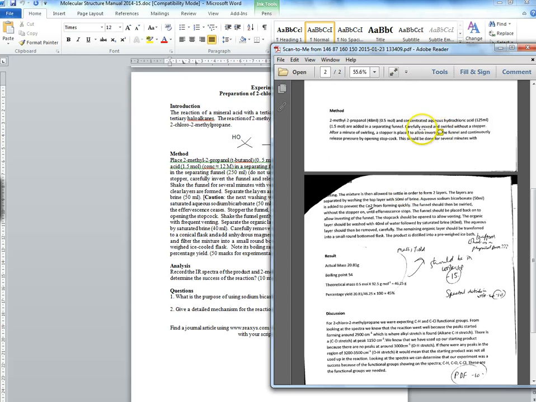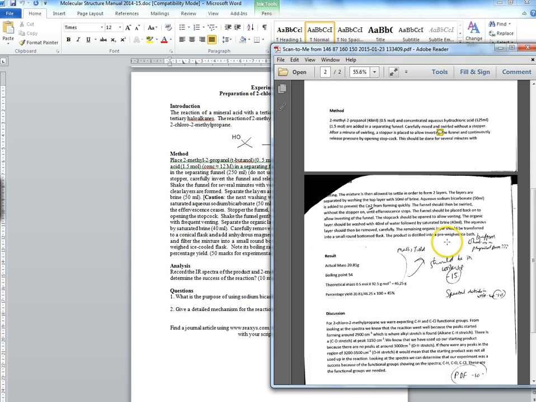So he or she talks about carefully mixing with a stopper and swirling and then inversion and then careful use of the separatory funnel. But I'm just going to move down to this point here. He said the resulting organic layer should be transferred into a small round bottom flask and the product is distilled into a pre-weighed ice bath. That's indeed good information. But again, do you see that in a journal?